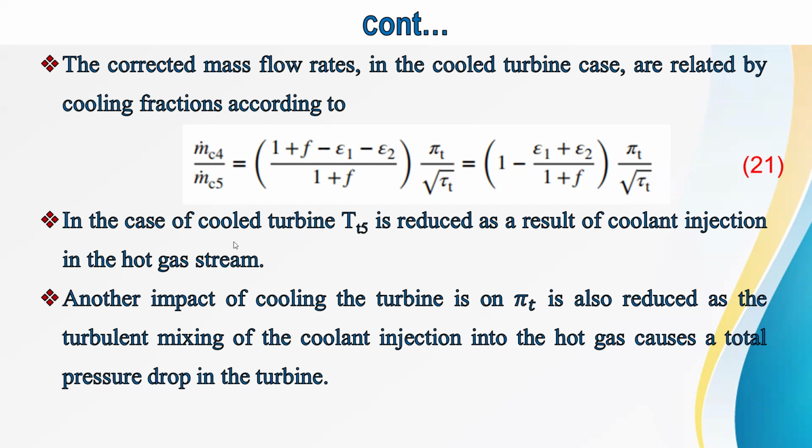So in the case of the cooled turbine, temperature 5 is reduced as a result of coolant injection into the hot gas. Temperature 5 is reduced when compared with the temperature at the combustion chamber. The impact of cooling the turbine is that the turbine pressure ratio is also reduced, as turbulent mixing of the coolant injection into the hot gas causes a total pressure drop in the turbine.